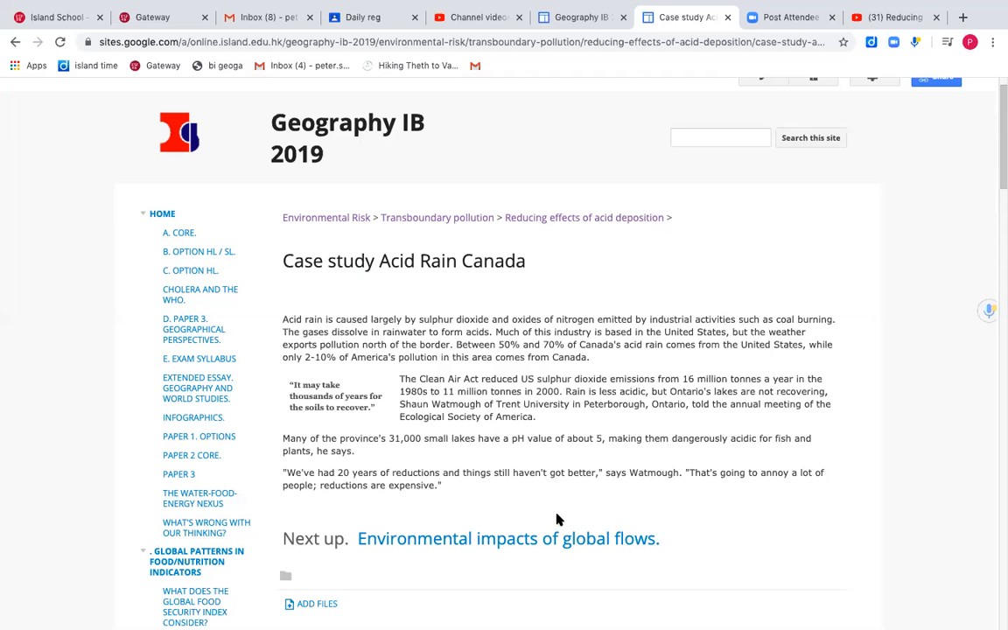That's because there's considerably less industry and population in Canada, but also because the prevailing winds blow from the United States to Canada. So you can see the effect here. 31,000 small lakes have a pH value of about 5. That pH value you'll remember from your coursework. It's absolutely critical because it's at that stage that the eggs of fish and aquatic life start being affected.